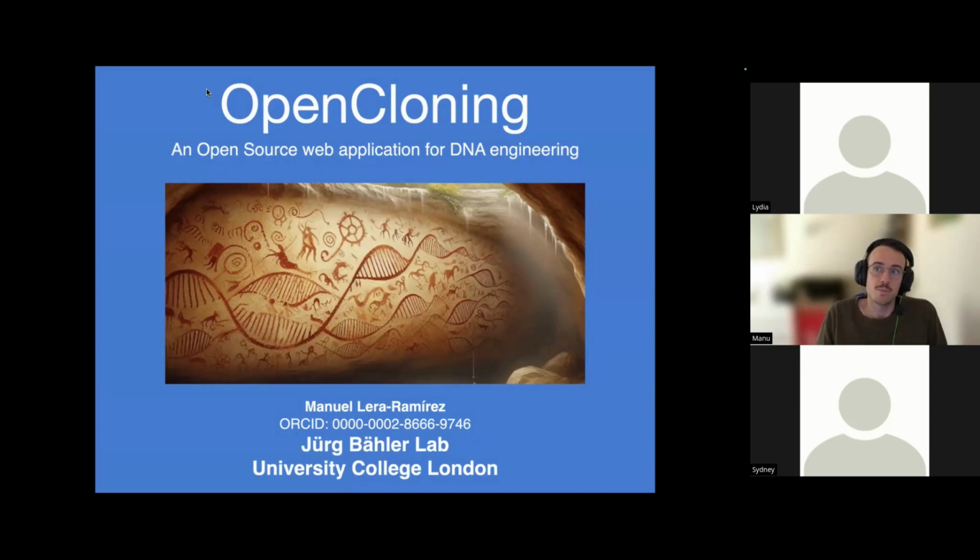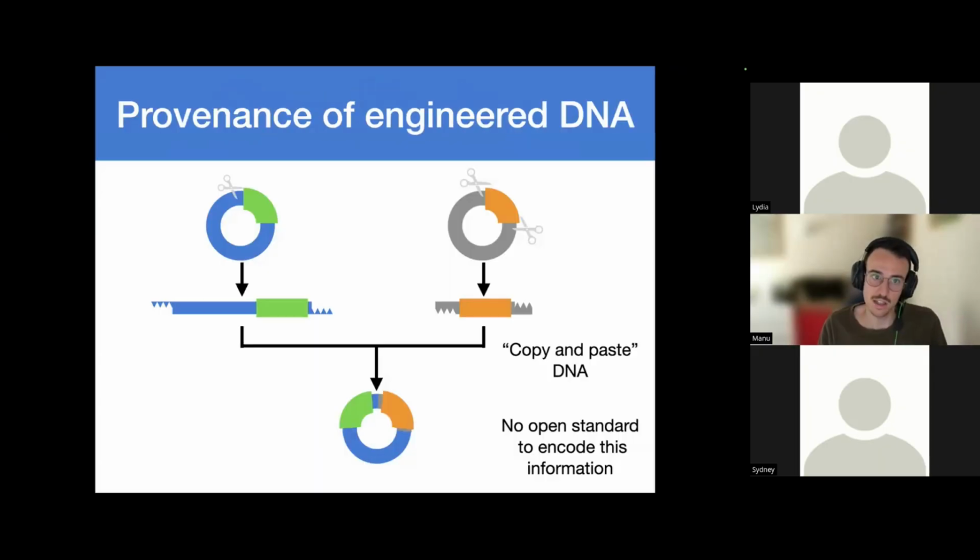The project I'm working on is called OpenCloning. It's an open source web application for DNA engineering, and basically the problem that we are trying to address is the documentation of the provenance of engineered DNA. I know this is a diverse audience, so I'm going to try to keep it very simple, but if you have more specific questions, you can ask later.